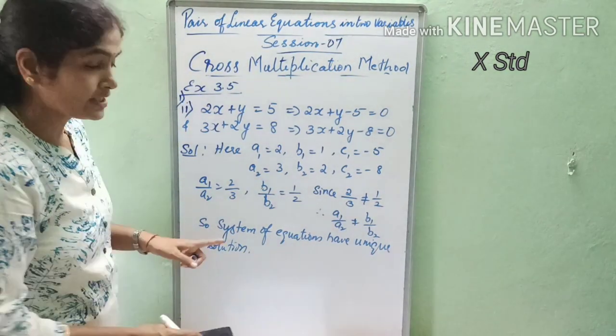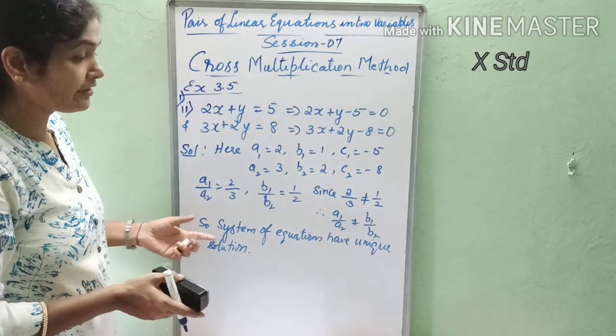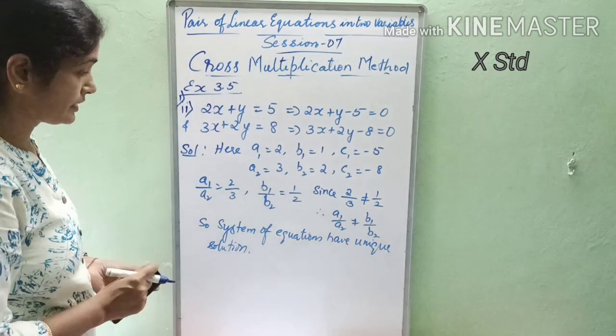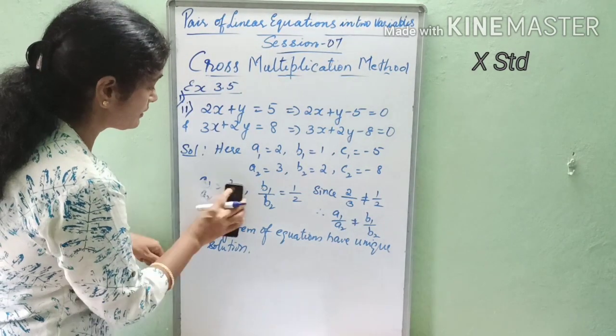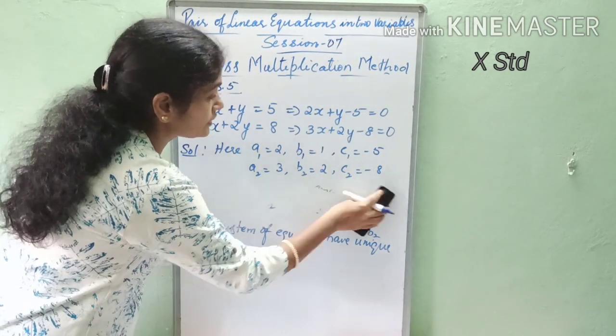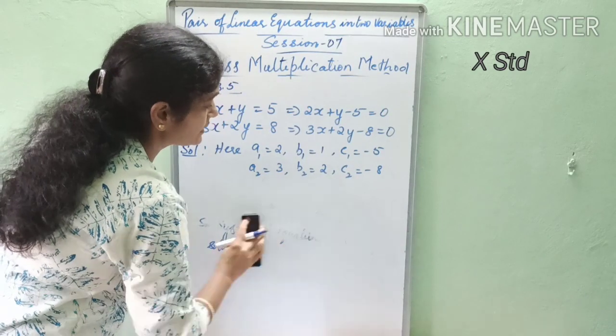Now, since it is having a unique solution, they have asked you to find it by the cross multiplication method. So this part of it I will rub off, since I will not get the space to do the remaining. If you are taking out, let these things be there.